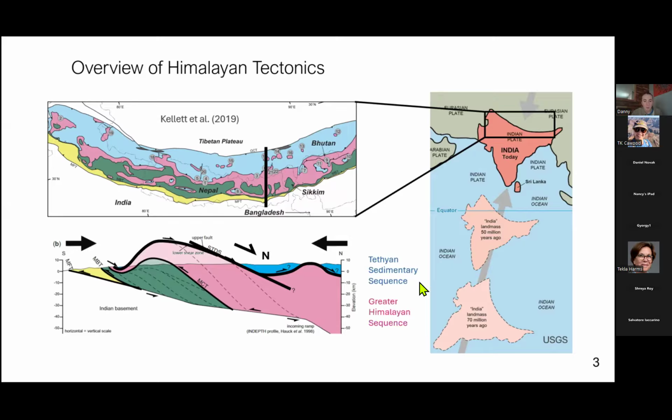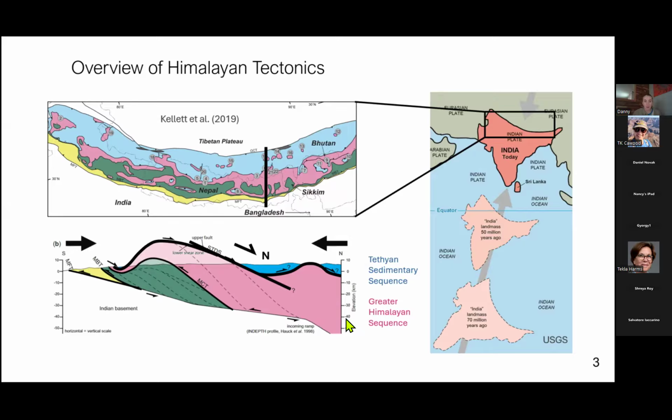And in its footwall, it's this pink unit. This is called the Greater Himalayan sequence, and that represents the high-grade mid-crustal core of the Himalayan orogen. And together, the South Tibetan Detachment System at the top and the main central thrust below form the boundary structures of this Greater Himalayan sequence. And they have been found to be coeval. That means that normal displacement on the South Tibetan Detachment System occurred simultaneously to thrusting on the main central thrust.